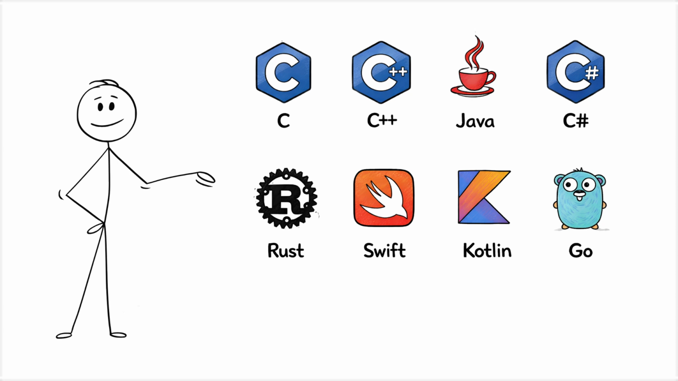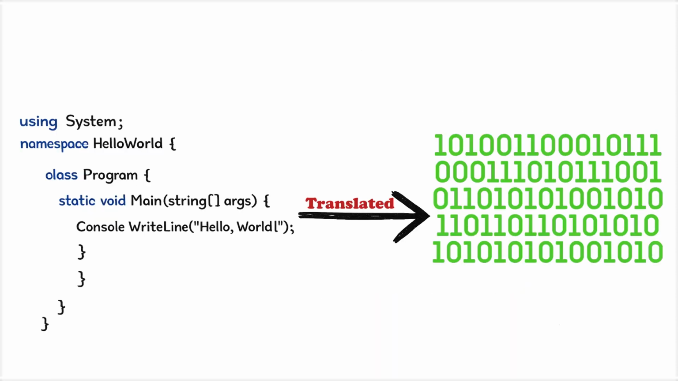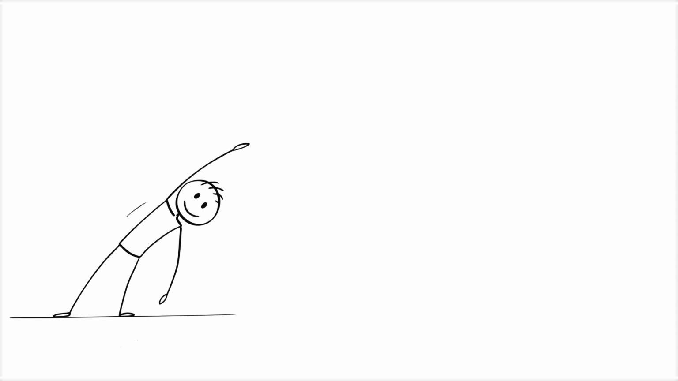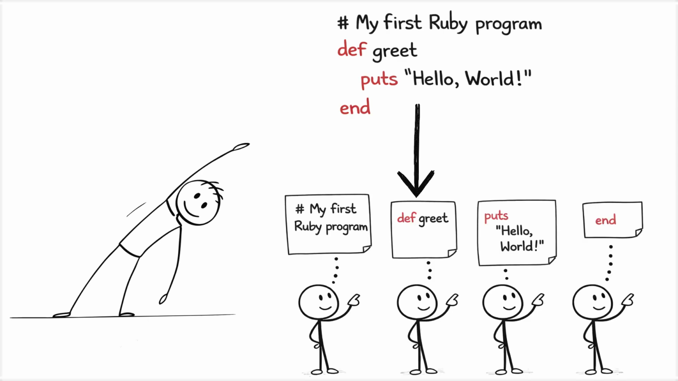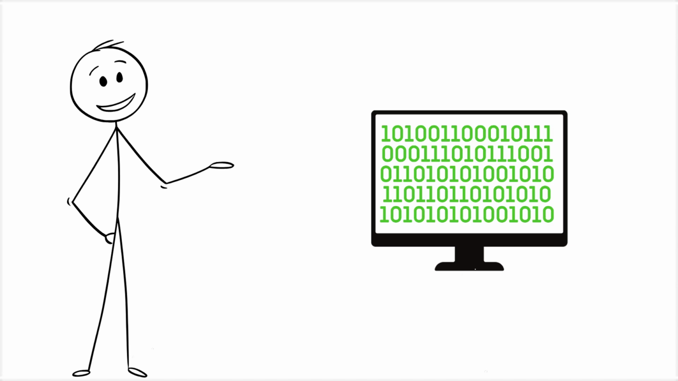Some languages are compiled. That means the entire program is translated into machine instructions before it runs. Other languages are interpreted. In that case, the code is read and translated step by step while the program is running. Either way, the end result is the same. The computer gets a stream of very basic instructions.